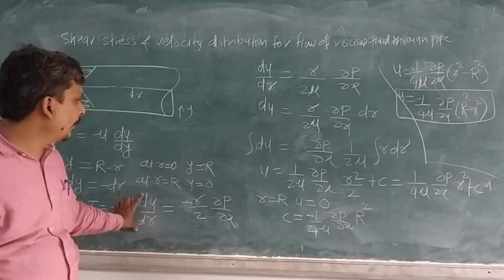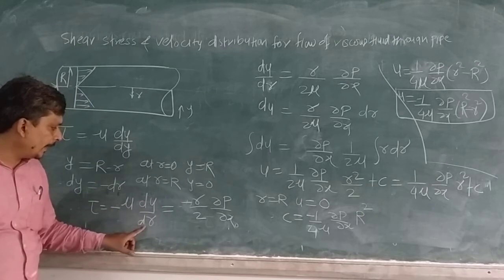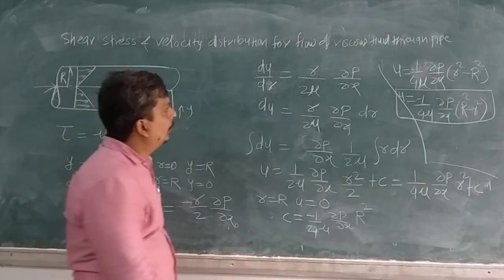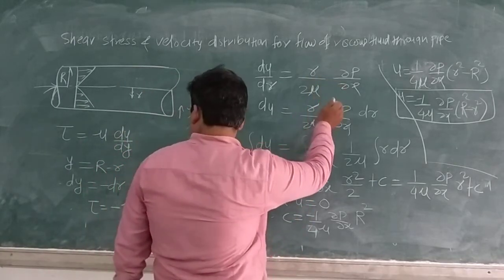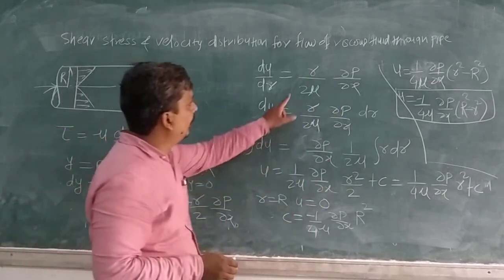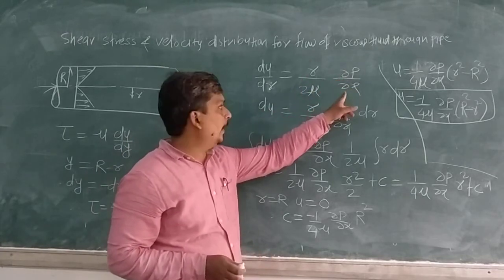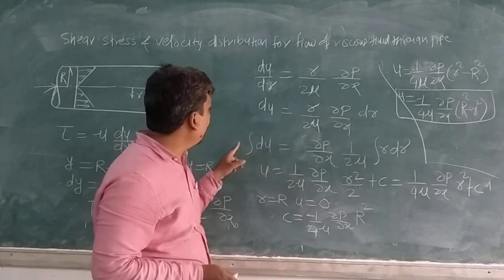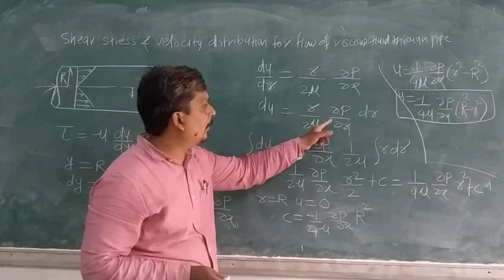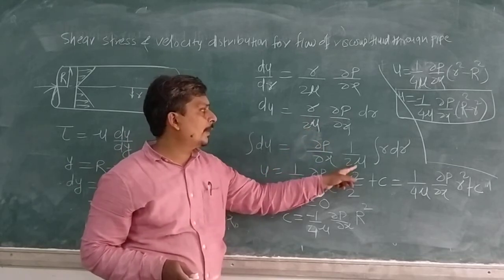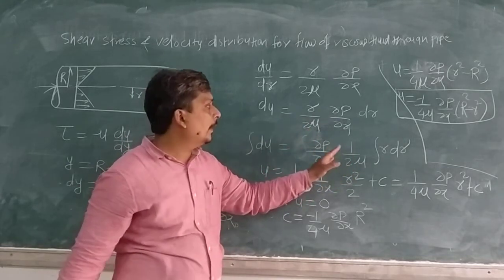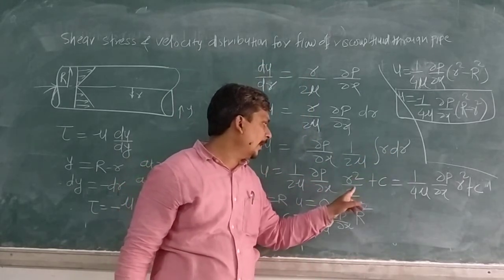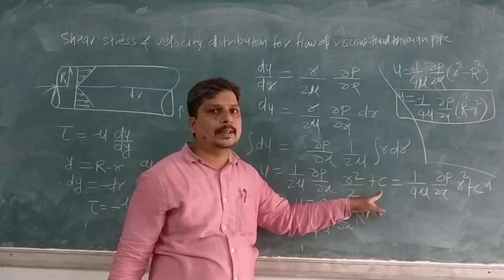Now equating these two equations and taking du by dr, taking mu on this side, the minus minus cancel, it will be r by 2 mu delta p by delta x. Now du, taking dr on the right side. Now integrating, delta p by delta x is constant and viscosity is constant, so taking them outside, the integration of r dr is r square by 2 plus constant of integration c.